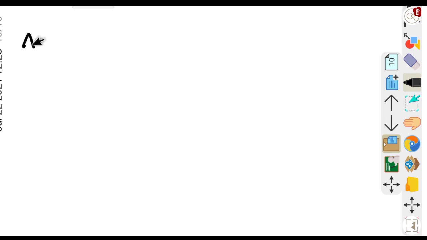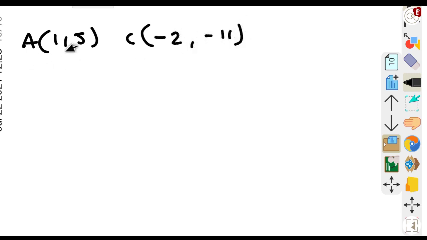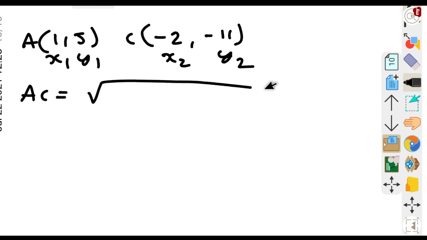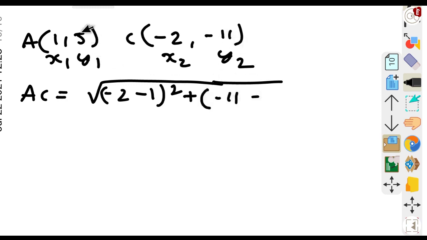First find the distance between AC. So I'll take the coordinates of A and C. A coordinates are (1, 5), C coordinates are (-2, -11). So therefore as usual call x1 y1 x2 y2. So AC equals under root of, now here x2 is -2, minus x1 which is 1, whole square, plus, now y2 is -11 minus y1 which is 5, so therefore (-5) whole square.